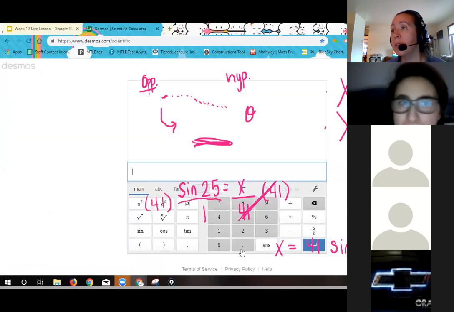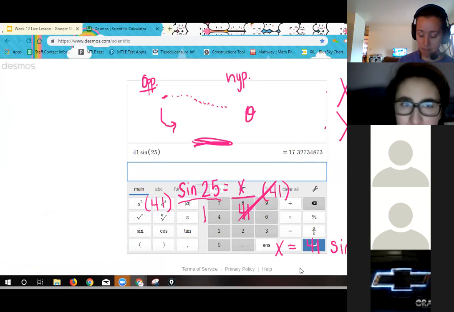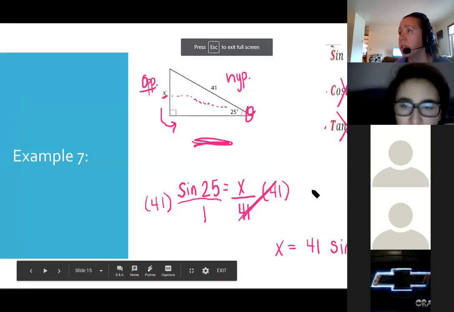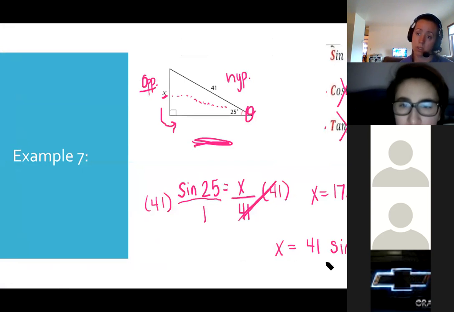So in Desmos, I'm just going to type in, I'm in degree mode, so I'm good. I'm going to type in 41 sine 25. Enter. And that tells me that my x side is 17.33, we would round to. So x is 17.3. Yeah, that's it.